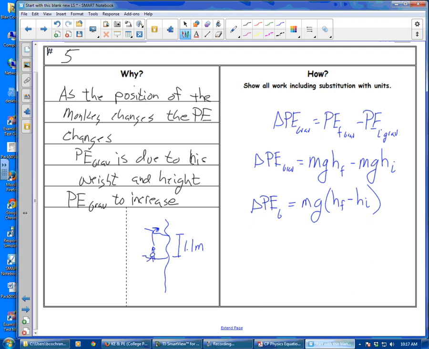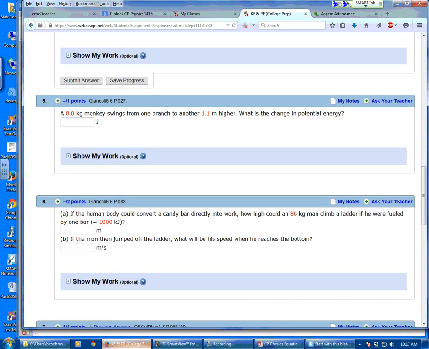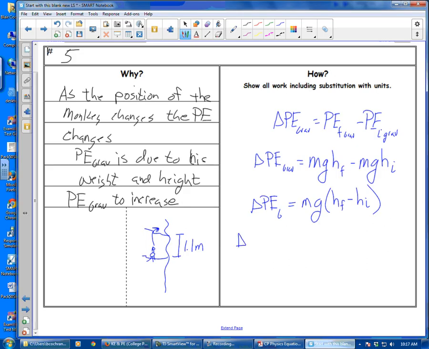And let's see what I know. He's got an inertia of 8 kilograms. They don't say it's a space monkey, so I'm going to assume that we're on the planet Earth. And the change in height is 1.1 meters. So I can just now substitute in for our non-space monkey, 8.0 kilograms. On the planet Earth, the gravitational field strength is 9.80 newtons per kilogram. Change in height is 1.1 meters. And I get my answer.